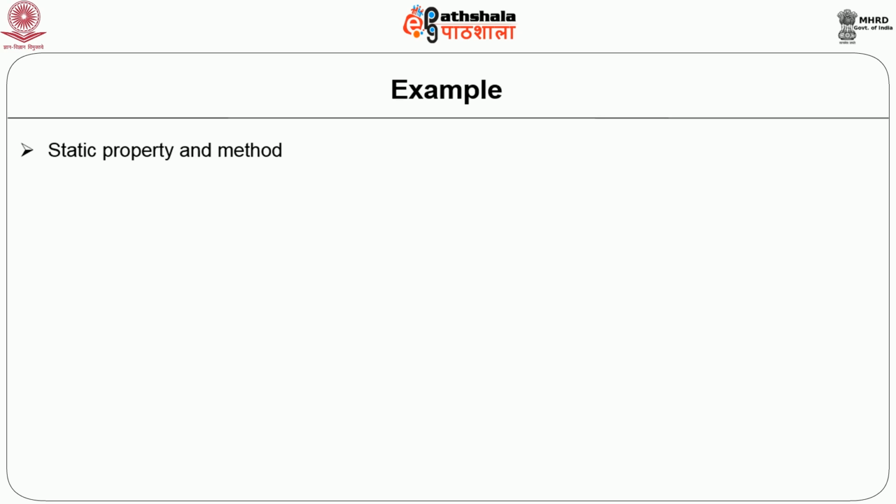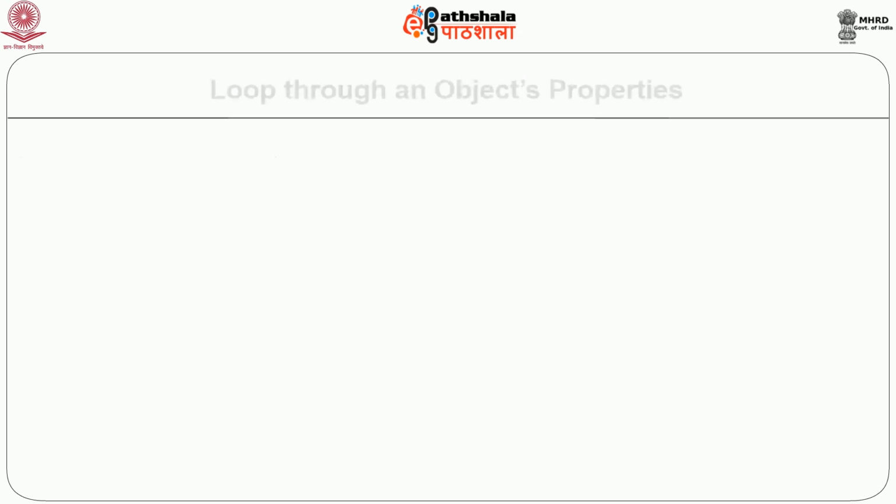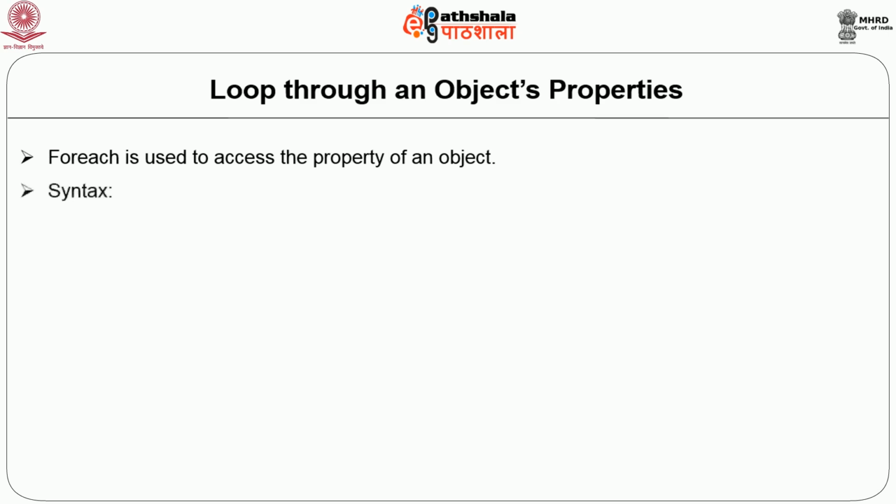Now let me discuss looping through class object and property. You have created a class and there are objects, and you want to print all the object's values. So you can use the foreach loop, which is used to access the properties of an object.